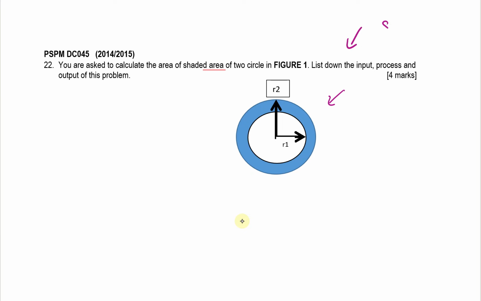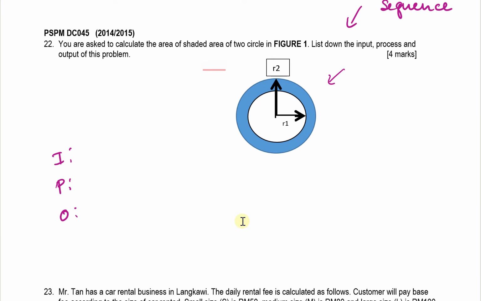So of course this one is a sequence. Why? Because you don't have a condition here, and the question did not mention that you have to repeat for any number of times. Okay, so what is the output? The output is, of course, the shaded area. If you want to write the output as area of shaded area of two circles, that is also fine, up to you.